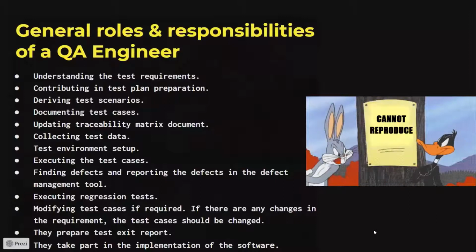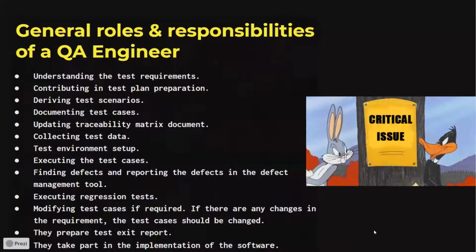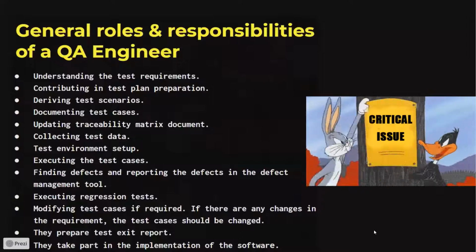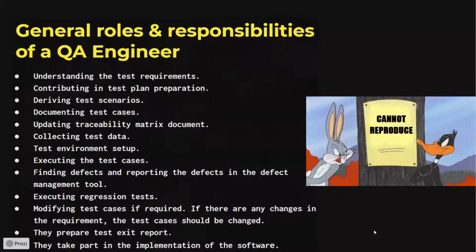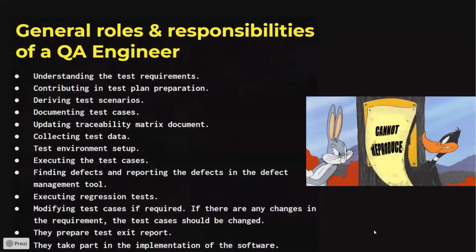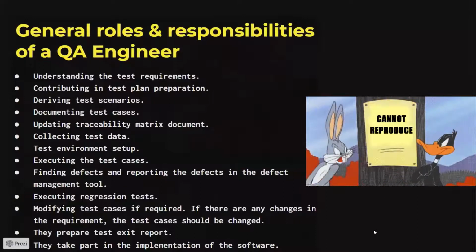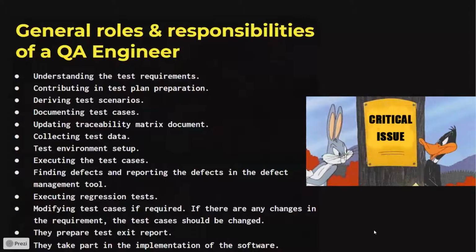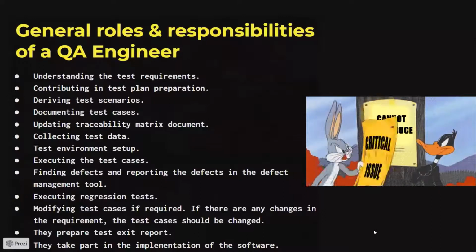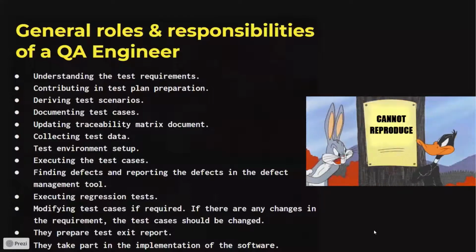Next, deriving test scenarios. Once the tester analyzes the business requirements, they start writing the test scenarios. What is a test scenario? A test scenario tells us what to test, and it is derived from the business requirements. Next, documenting test cases. From test scenarios, we will document the test cases. What is a test case? A test case tells us how to test. The difference between a test scenario and a test case is that a test scenario tells us what to test and a test case tells us how to test.